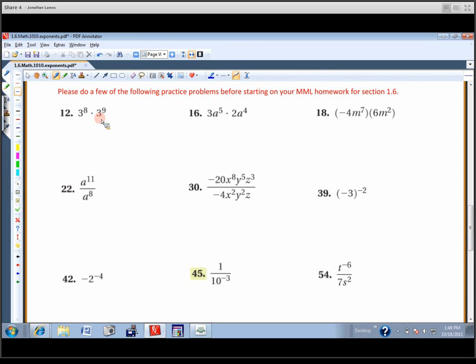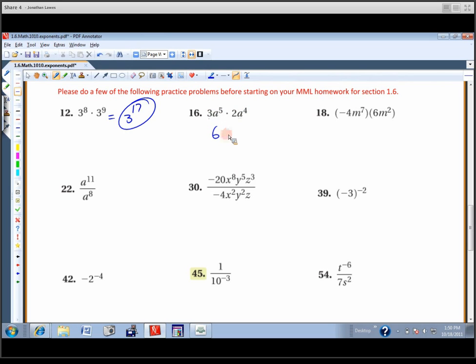You'll notice the base is the same. So again, if you haven't done these yet, pause the video, do several of them, and then start it back up. So this is 3 to the 8th times 3 to the 9th. So that has 8 3's multiplied together here, 9 3's multiplied together here, and then we're multiplying them all together. So that's going to be 3 to the 17th. Remember, when you're multiplying them and they have the same base, you add the exponents. So there we are.